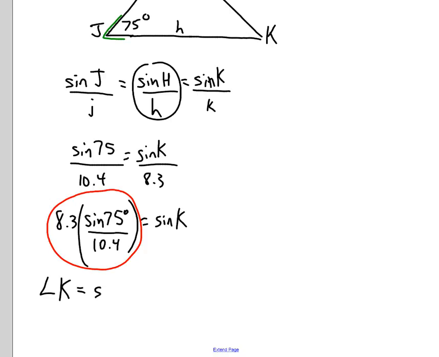going to show in one big picture here, this is the overall calculation: sine of 75 degrees divided by 10.4, take that result, multiply it by 8.3, evaluate the inverse sine of that, and you'll have your answer.